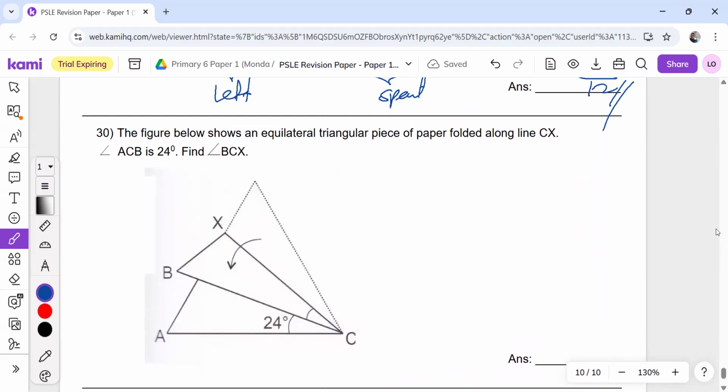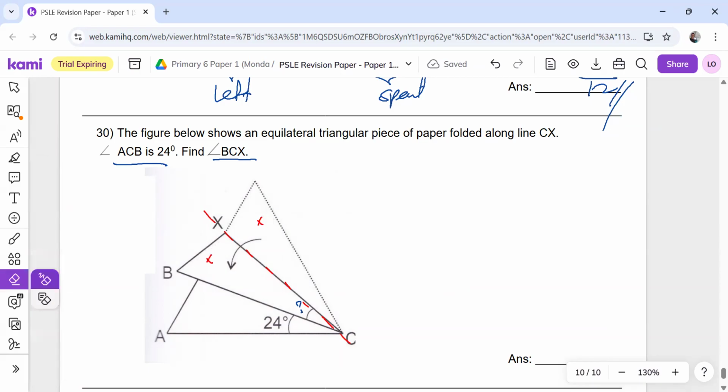Now there's an equilateral triangle and angle ACB is 24 degrees. What is angle BCX? So you need to put the question mark there. When you see a paper being folded, just remember there is a line of symmetry. When you fold a paper and unfold it, the two small triangles will look exactly the same. Which tells you that this question mark and this question mark will be the same.